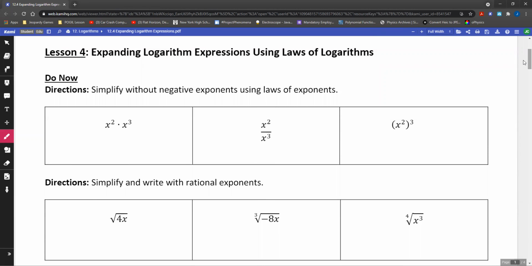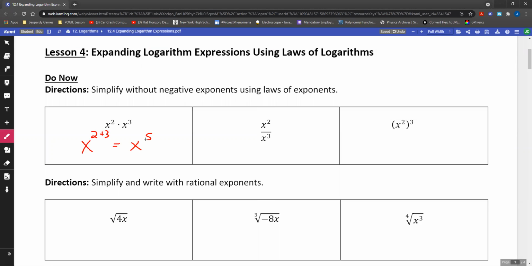here we have x squared times x cubed. Remember, when we have a scenario where we're multiplying two terms with the same base, we're going to add their exponents. So this becomes x to the 2 plus 3, which ends up being x to the fifth.